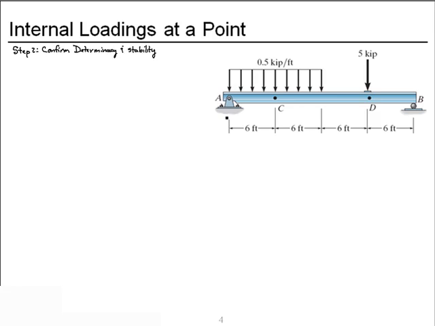Let's label our reactions, our unknowns. We have AY and AX because A is constrained by a pin. We have a roller at B, which provides only vertical reaction, BY. So my unknown reactive forces are 3. Number of free bodies, 1. So we compare 3 and 1 times 3, those are equal, therefore it is determinate.